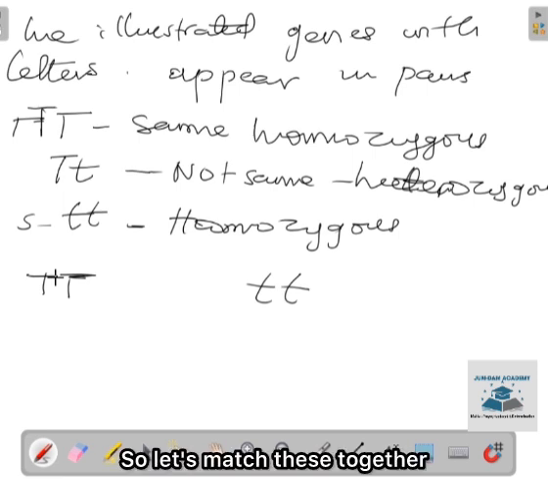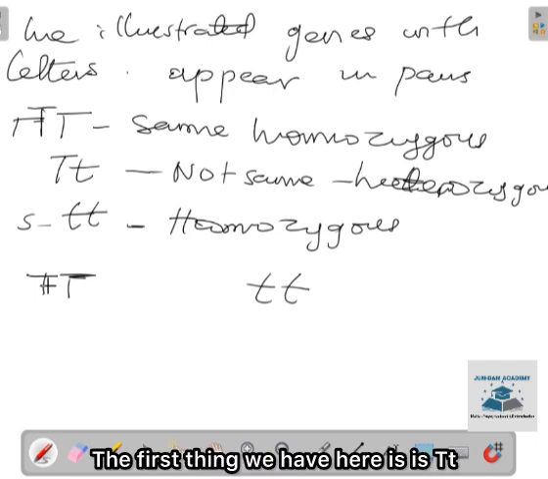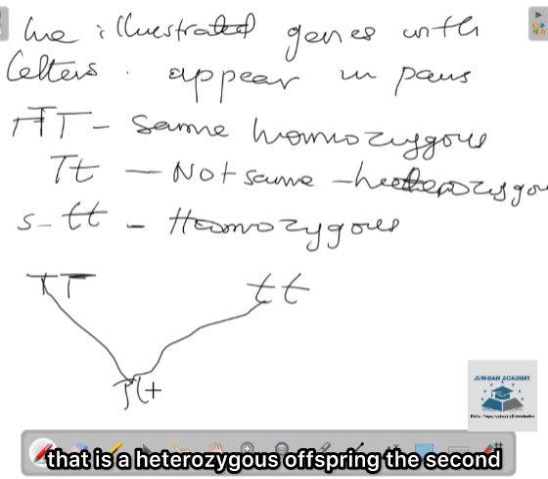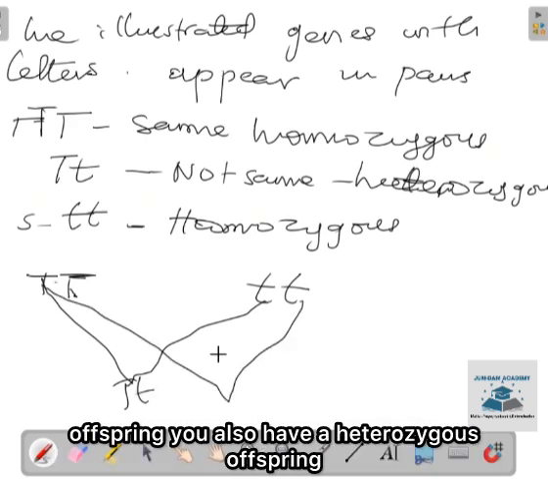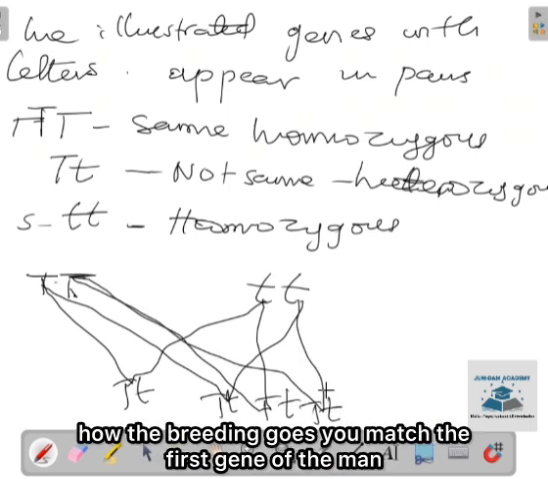So let's match this together. The first offspring that we have here is Tt, that is heterozygous. The second offspring is also heterozygous. So I have the capital letter T and small letter t, that is heterozygous. So this is how the breeding goes.